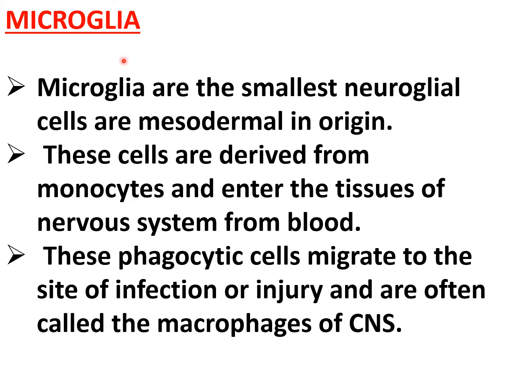Then microglia. So microglia are the smallest neuroglial cells, mesodermal in origin, and these cells are derived from monocytes and enter the tissues of the nervous system from the blood. And these cells migrate to the site of infection or injury and are also known as macrophages of the central nervous system, and they are also known as scavenger cells.